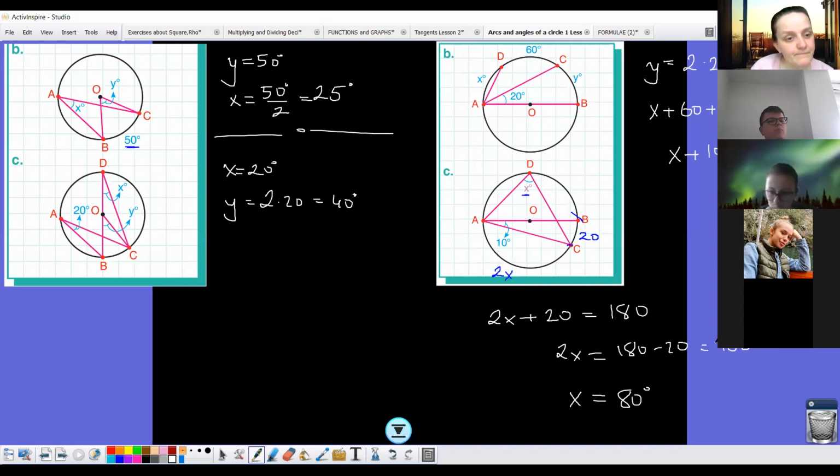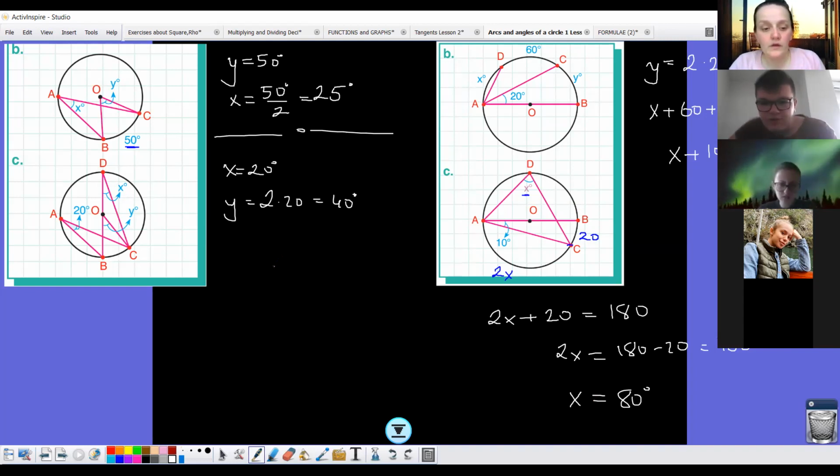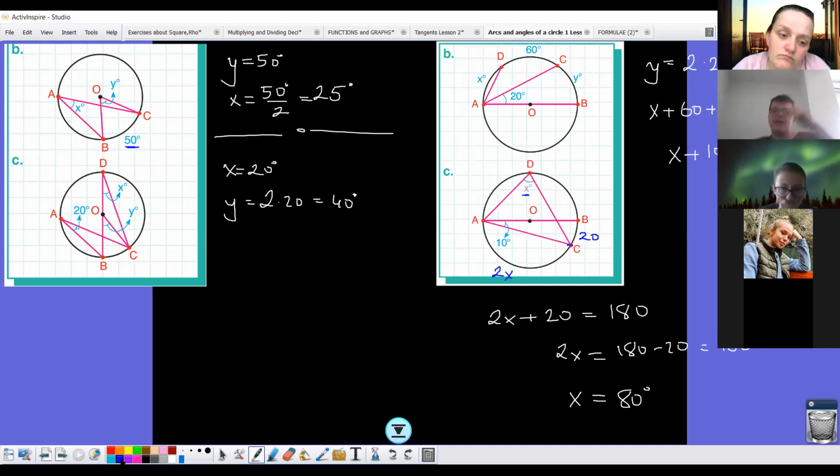Okay? No, teacher, I don't understand this. Can you repeat one more time all the steps? Yes. Teacher, if we draw a line from D to B, we get 2 inscribed angles, and it will be 20, 20. It will be 10. Teacher, okay, I get it now.